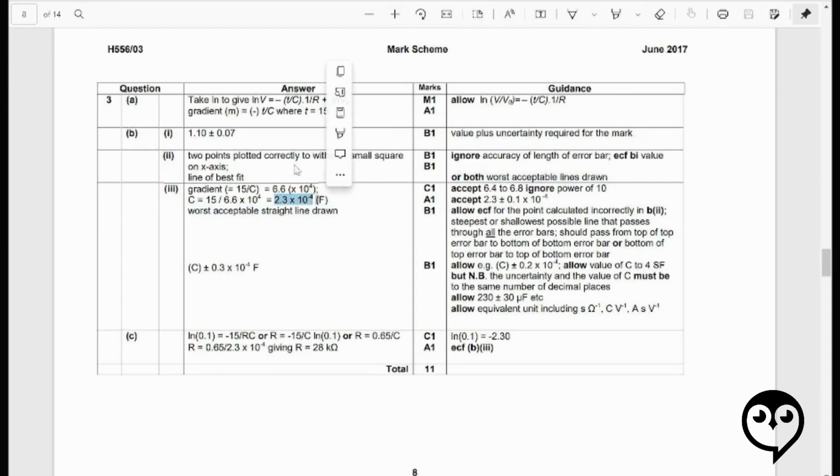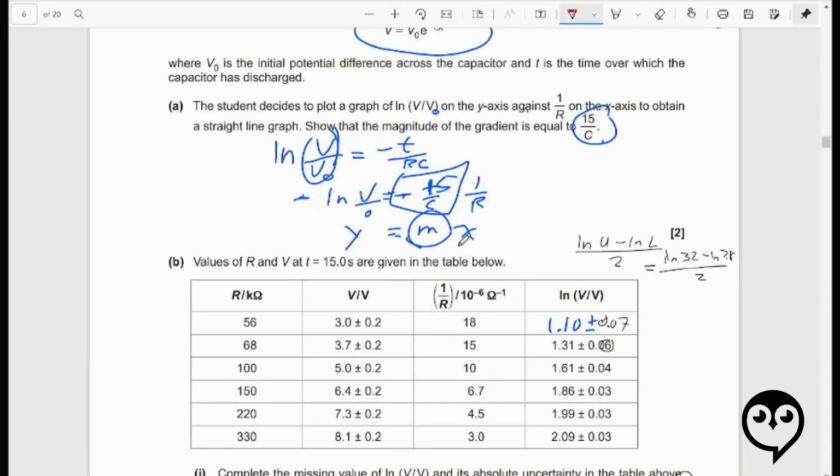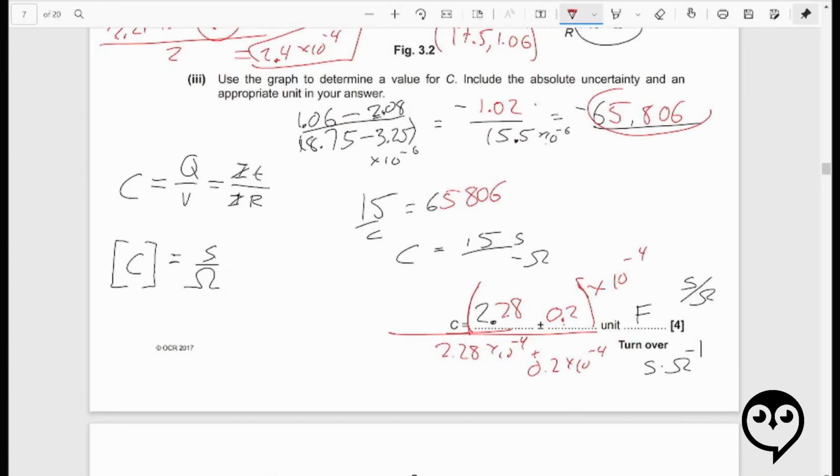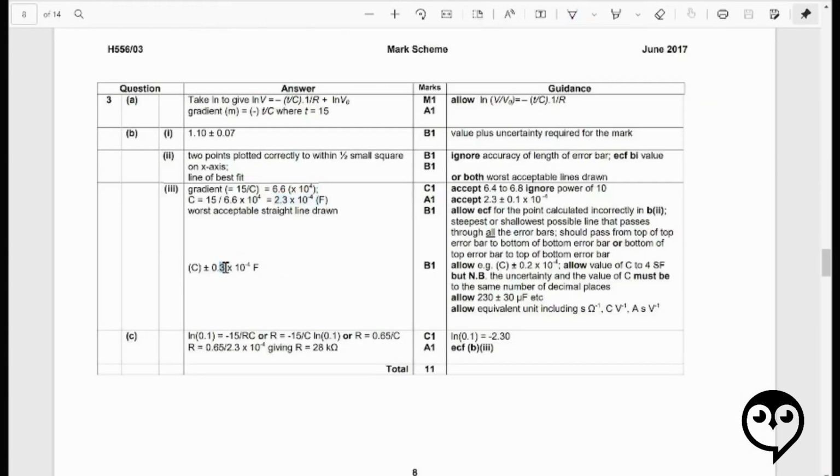We were 2.3. What were we? 2.4? 2.28. So we were actually pretty close. That's pretty good. I don't get a 0.3. I get a 0.2. But again, that's probably due to my slope lines not being the most accurate. So I think you get a picture of how it goes. Pause this and you can read some of the nitty-gritty if you like.